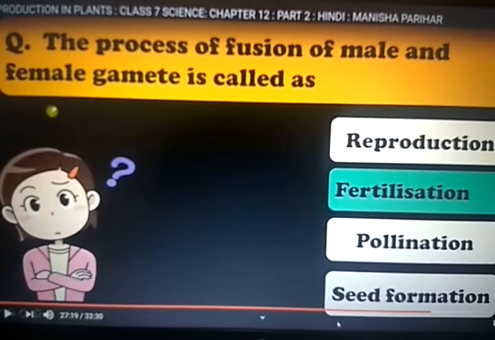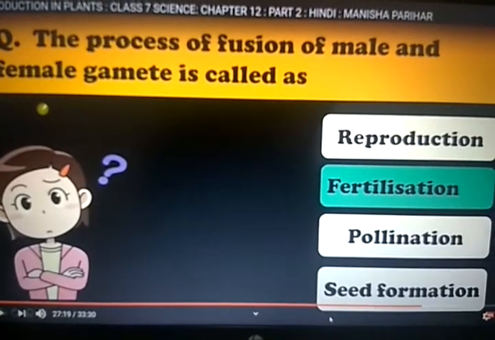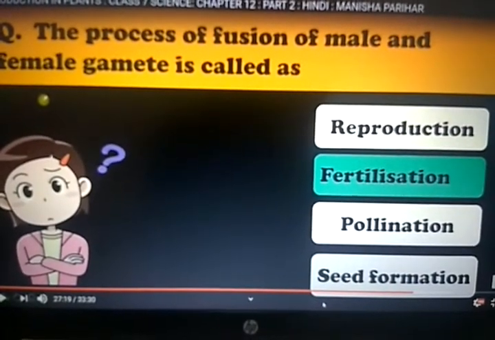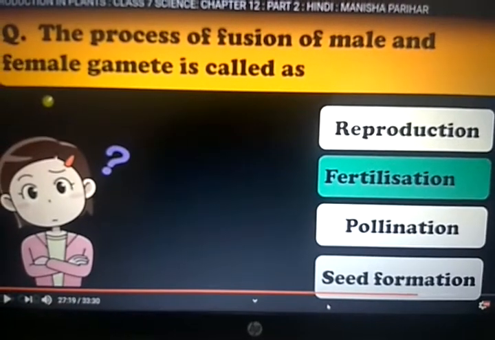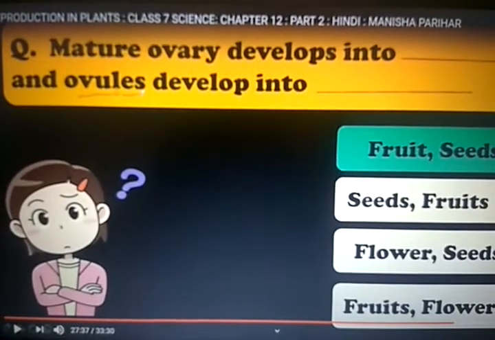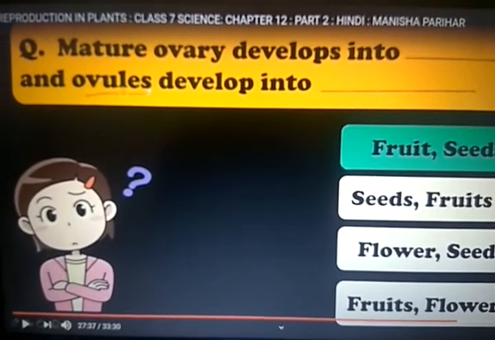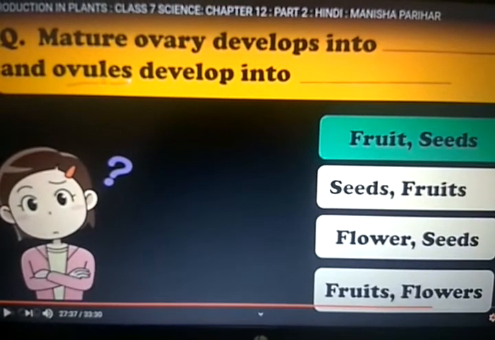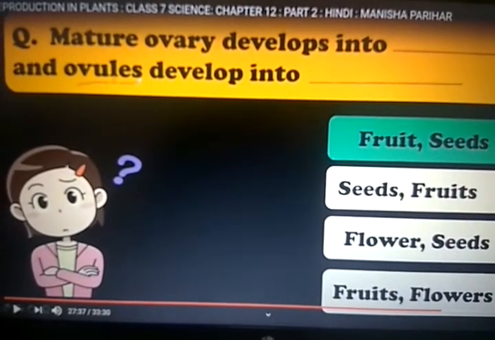Here are the questions. The process of fusion of male and female gametes is called reproduction, fertilization, pollination, or self seed formation? So the answer is fertilization. Another question: mature ovary develops into dash and ovules develop into dash. So mature ovary develops into fruits and ovules develop into seeds.